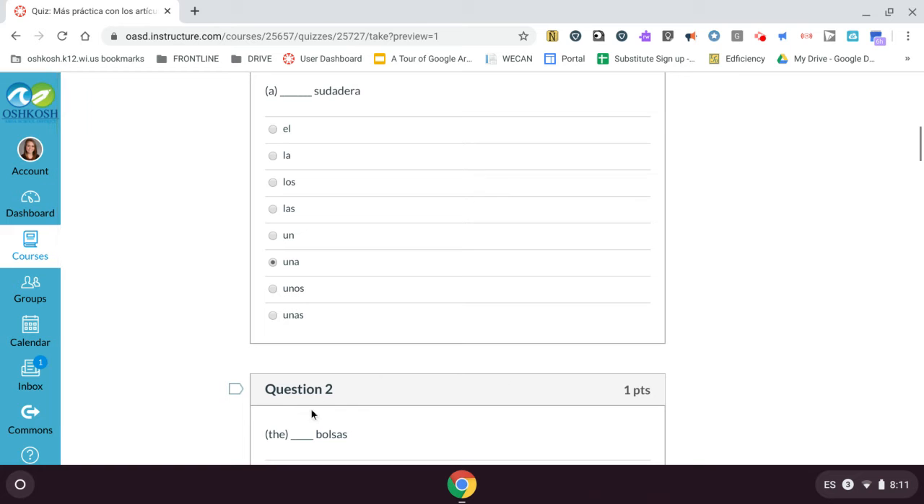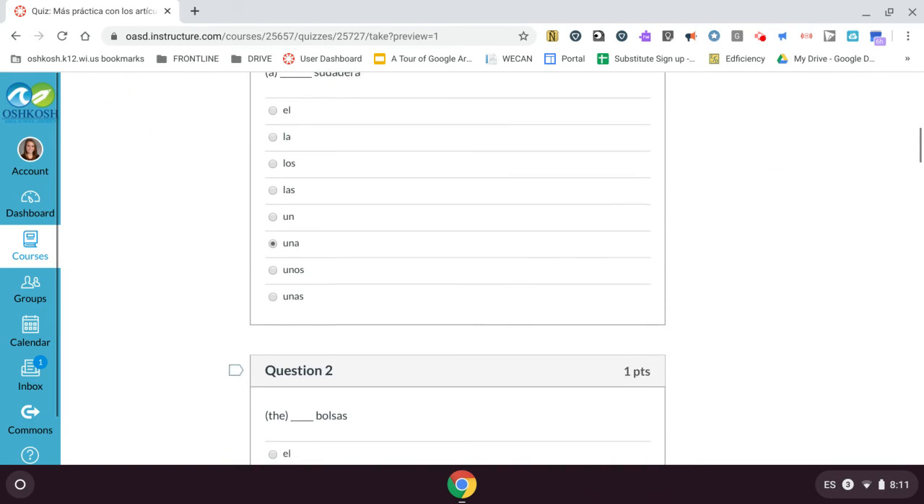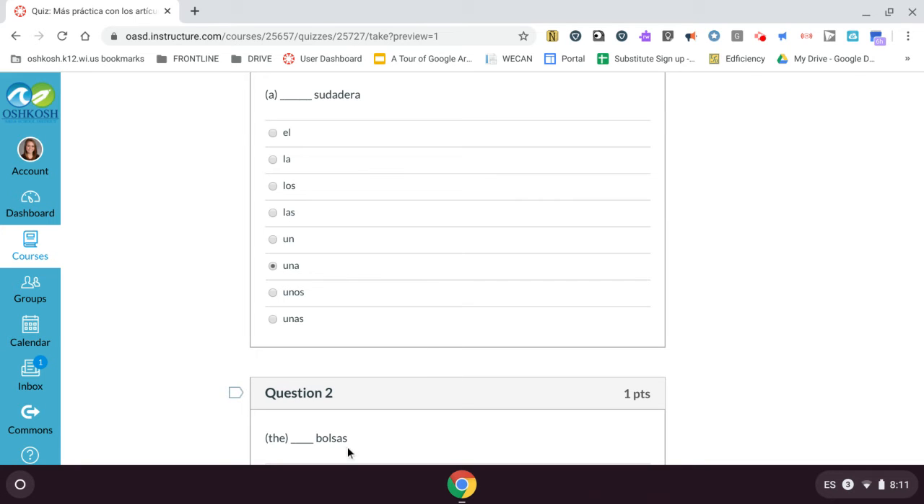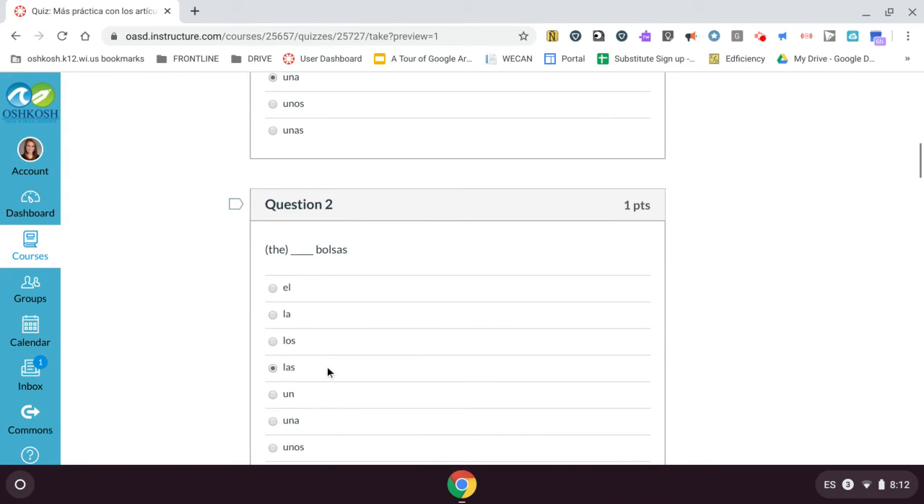Okay, the next one is the bolsas we want to do. So that's your first clue. You are going to use your the chart. So we are not using this one down here at all, but the one up top. So it's either going to be el, la, los, or las. The word then was bolsas. So we need to figure out, is this word singular or plural? It does end in an S, which would make this word plural. Secondly, if we ignore the S, we see that it ends in an A, and an A is feminine. So the feminine plural way of saying the would be las.